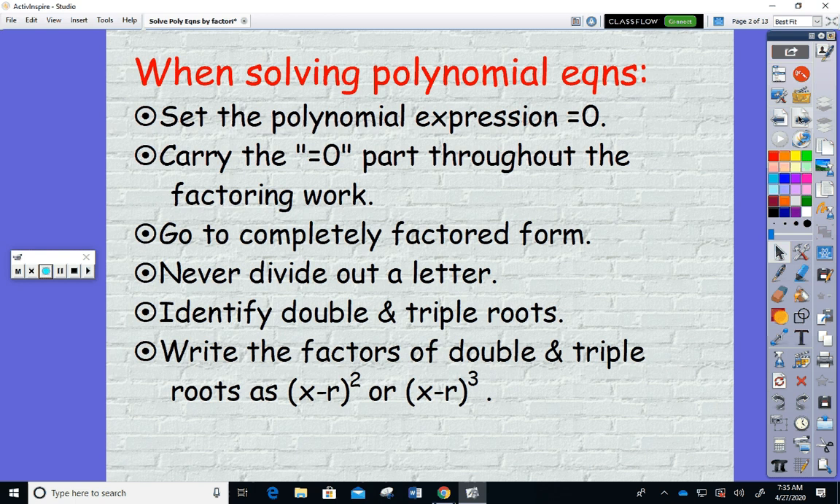You're going to identify double and triple roots, which is to identify the multiplicity of a root. We'll talk more about that. Write the factors of double and triple roots as like x minus 1 quantity squared or x plus 4 quantity cubed. That will help you when we get to graphing. It also helps you identify, oh, that's a double root and that's a triple root because that factor's squared and that factor's cubed.